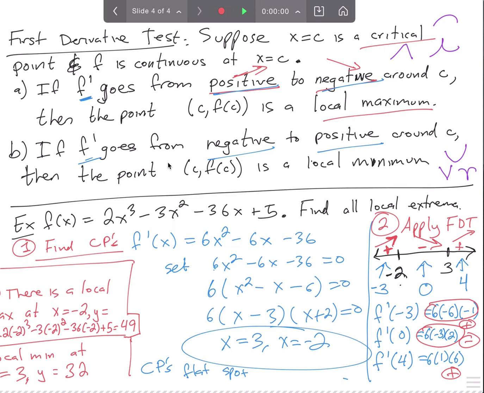Okay, so any questions about that? Does that make sense? Okay, now. I tend to prefer using the first derivative test most of the time, but sometimes the second derivative test is a little bit quicker, but you have to be really careful not to confuse yourself. Okay, so the second derivative test.